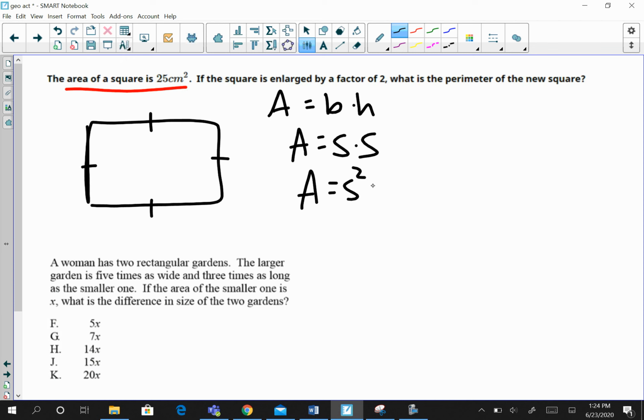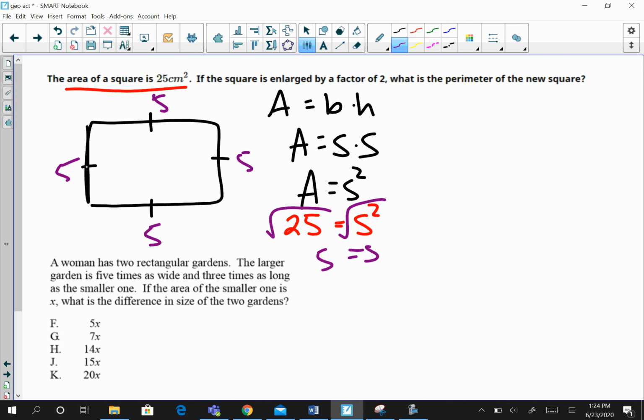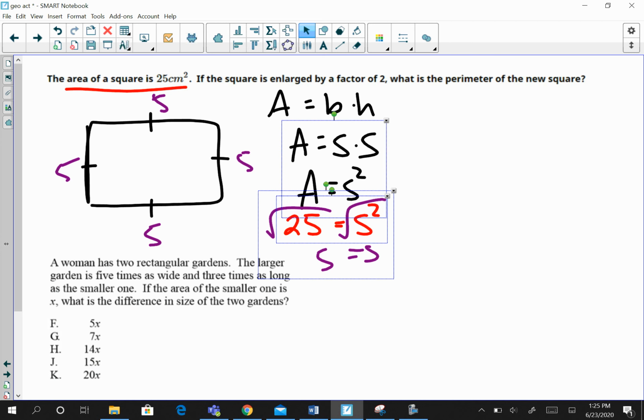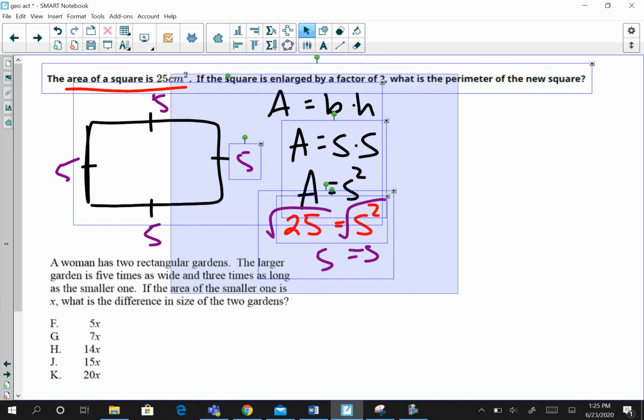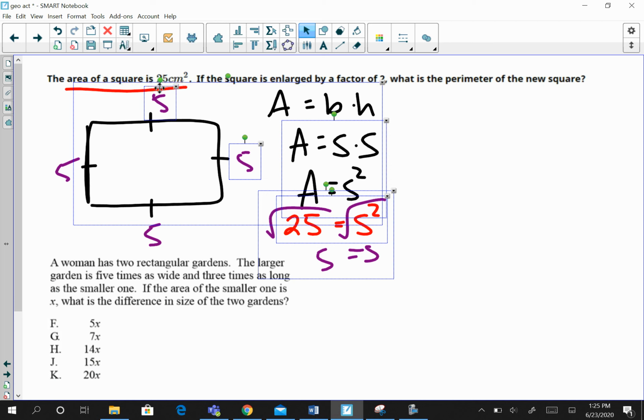Okay, so I know that the area of my square is 25 centimeters squared. That means that 25 is equal to my s squared, which means I can now figure out what my side length is. If I square root both sides, my side length had to be 5. So this is 5, 5, 5, and 5. So this is for my original square. Area is 25 centimeters squared. Your unit is squared for a square, just like with a cube, it would be cubed.